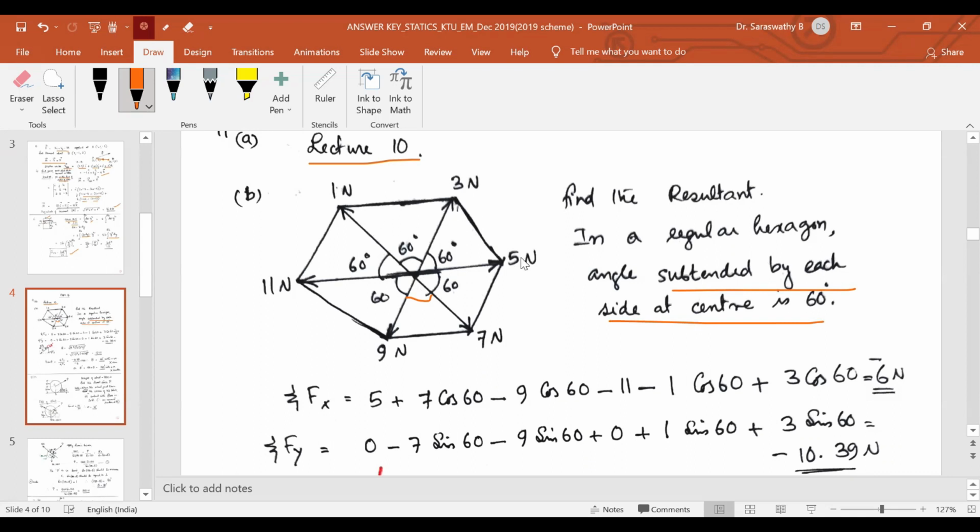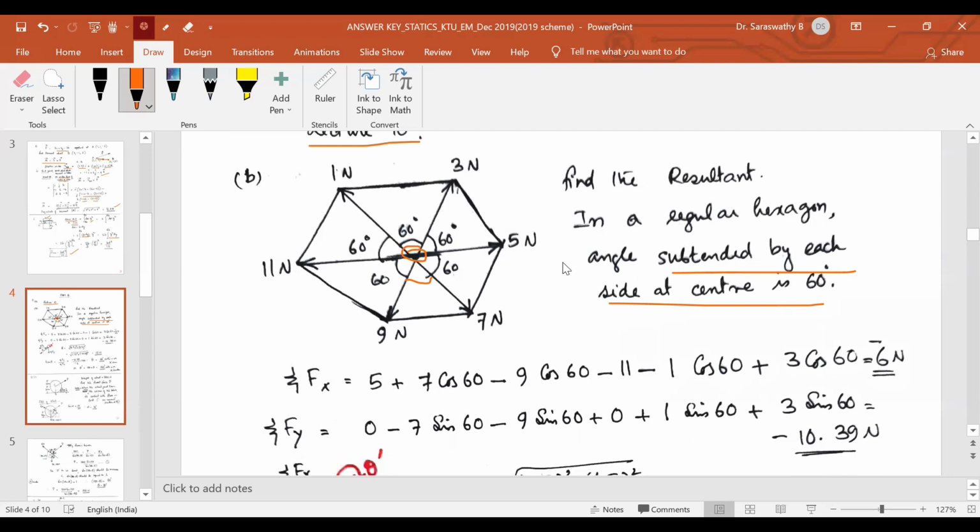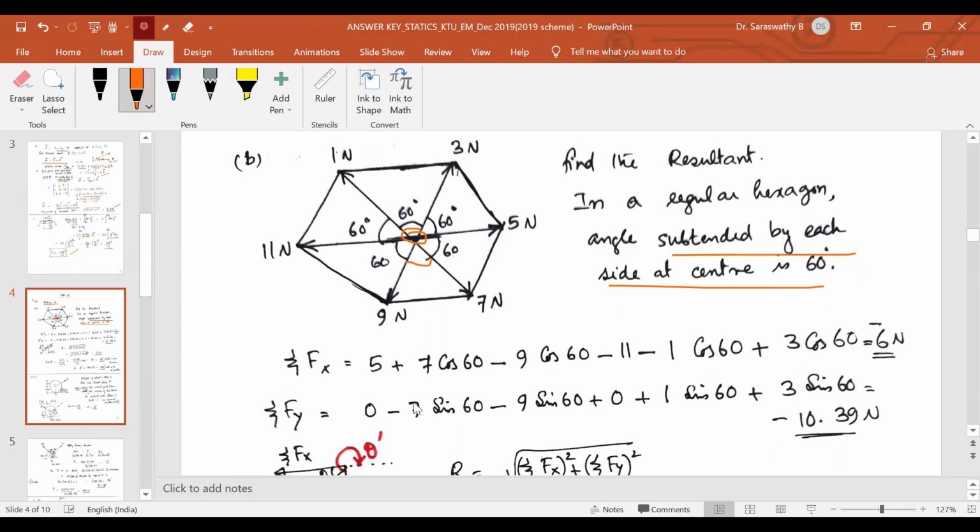Now 1, 3, 5, 7, 9, these are the forces from the center to each vertex. All the forces are acting at one point, or passing through one single point. So these are a concurrent force system. In the concurrent force system, we have to find out sigma fx, sigma fy, and root of fx square plus fy square will give you the resultant. So simply resolve it.